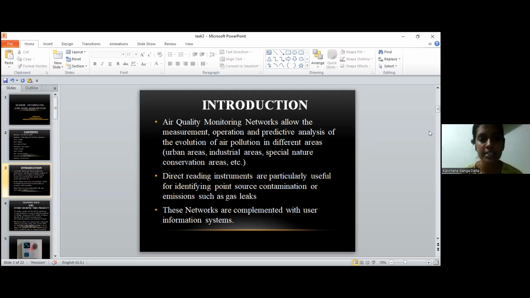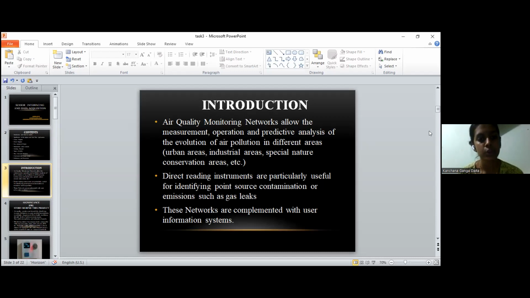So for all these things, air quality monitoring is of utmost importance, which allows the measurement, operation, and predictive analysis of evolution. With that we can identify diagnosis methods for avoiding all of this.